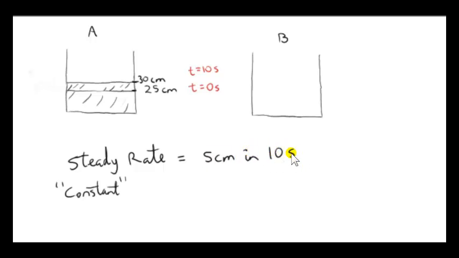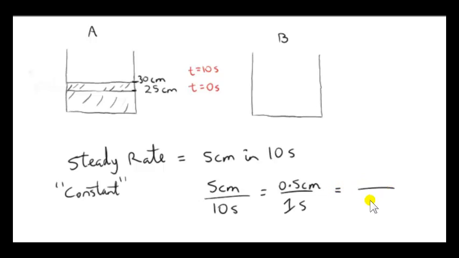Now we can break this down as much as we like. The interval doesn't have to be 10 seconds. We could consider 1 second. So we can also write this as 5 centimeters per 10 seconds. And if you divide 5 by 10, you get 0.5 centimeters in 1 second. The interval doesn't have to be 1 second. It could be any interval that we like, because we're dealing with a steady or constant rate.